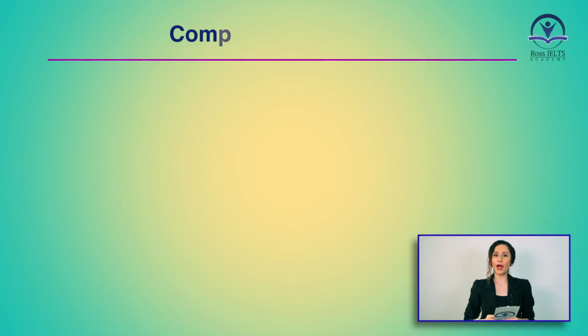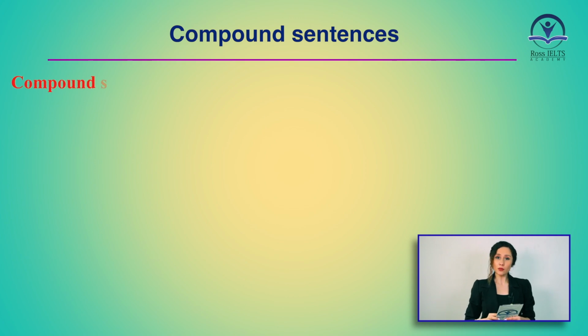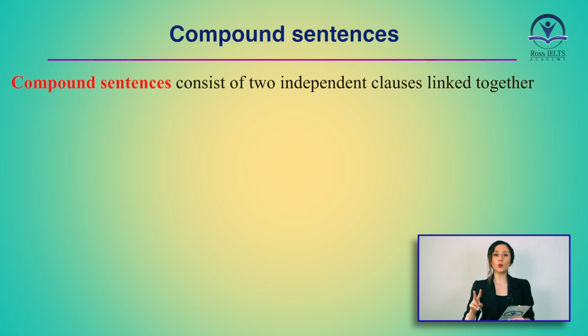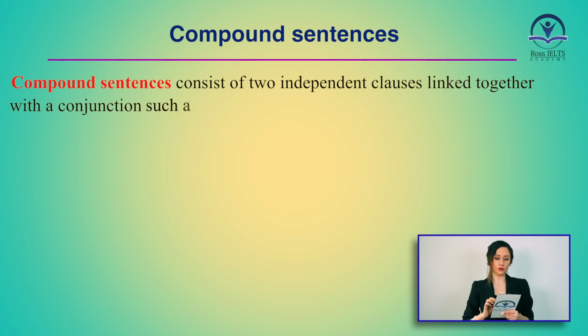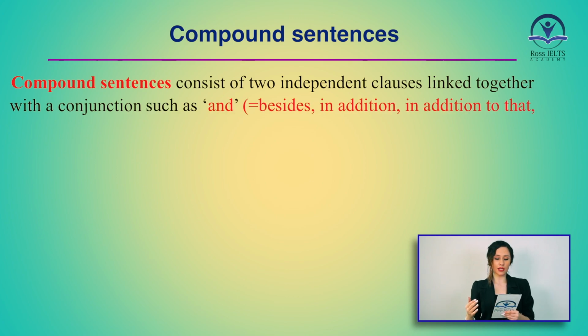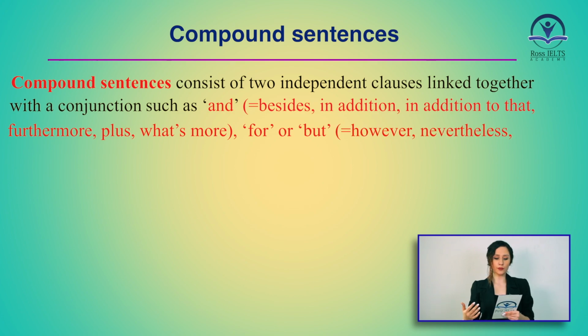Now let's talk about compound sentences. Compound sentences are made up of two independent clauses which are linked together with a conjunction or a word like, for example, and its alternatives like besides, in addition to that, furthermore, plus, what's more, for, or but, and its alternative like however, nevertheless, nonetheless, or thus.